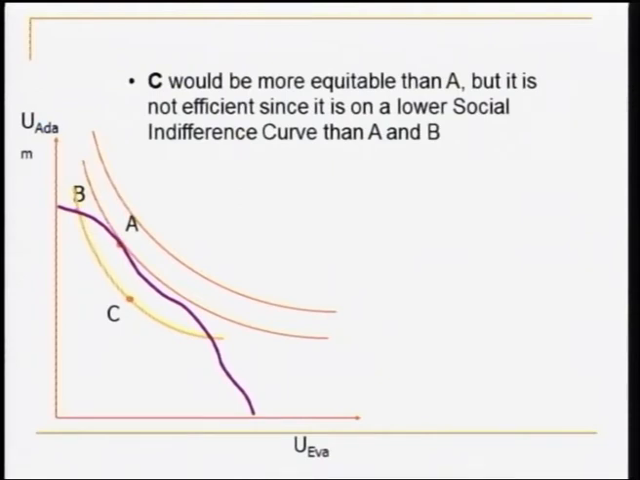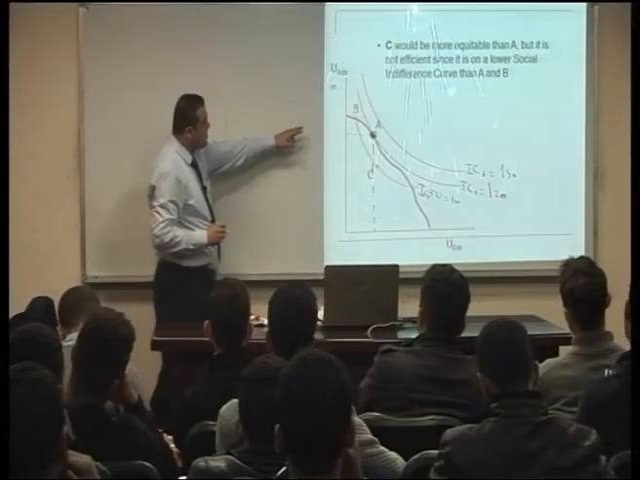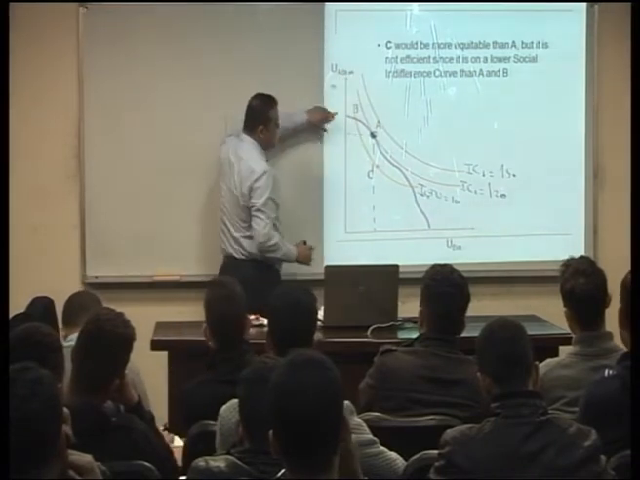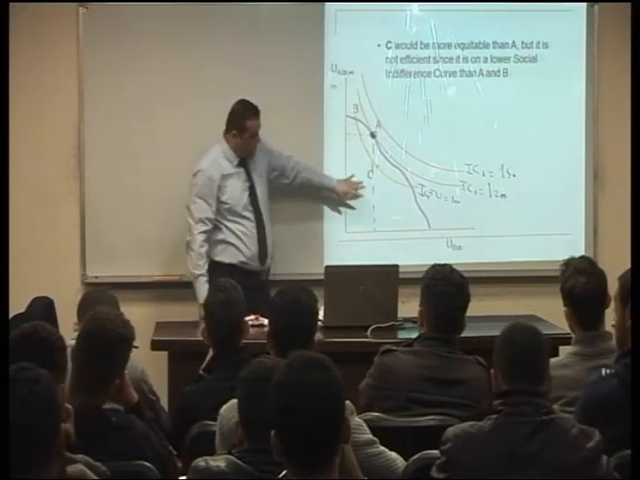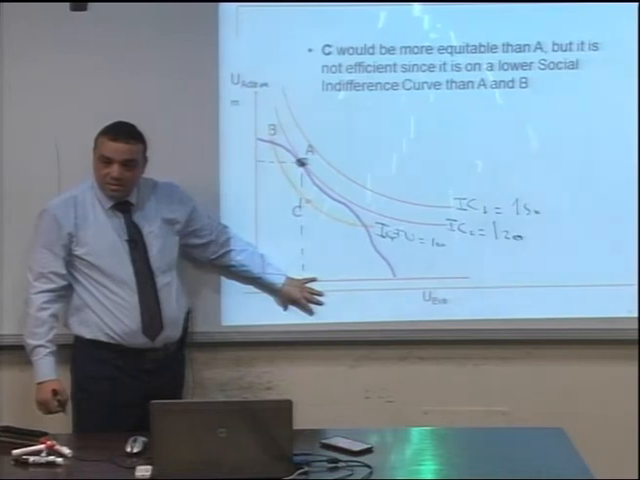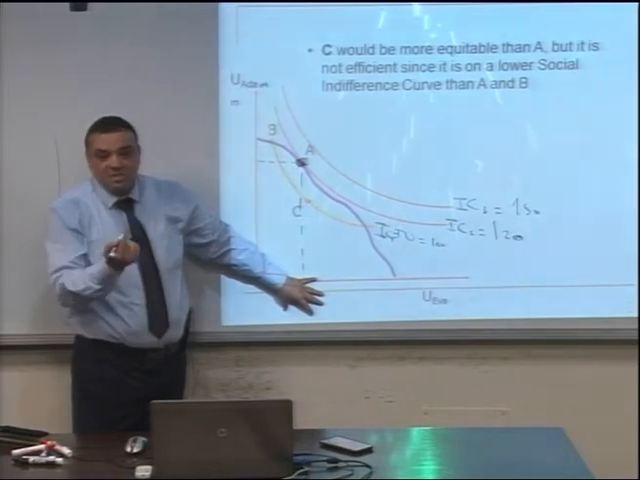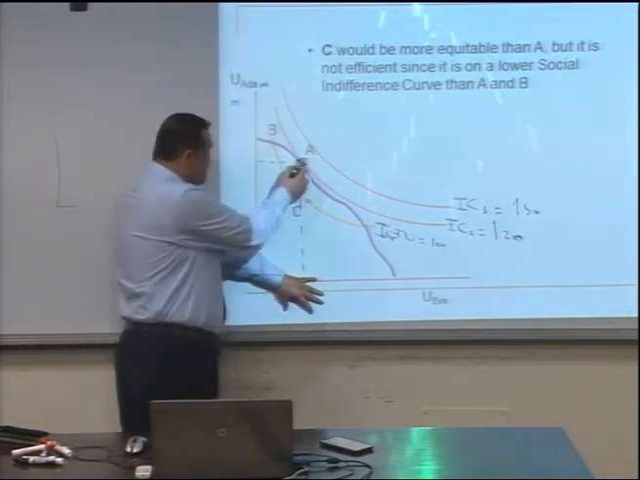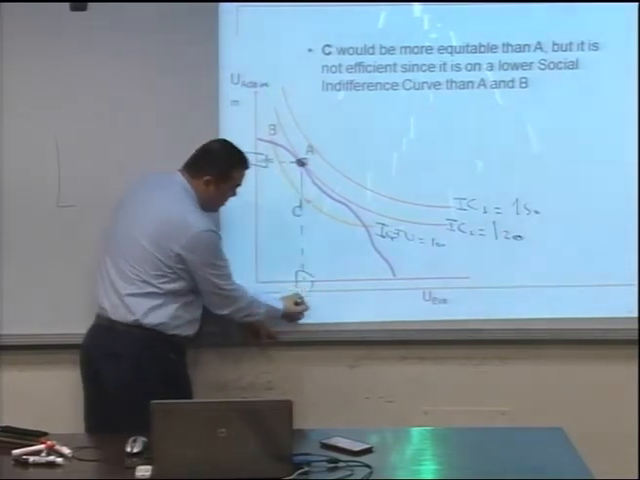Point A here, at this point here, the utility obtained for Adam is greater than the utility obtained for Eve, as you see. So there is no equity in distribution, right? There's no equity. Although we have efficiency, there is no equity because the utility obtained here for Adam is greater than the utility obtained for Eve.